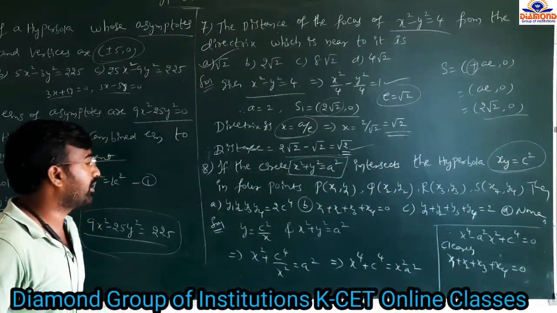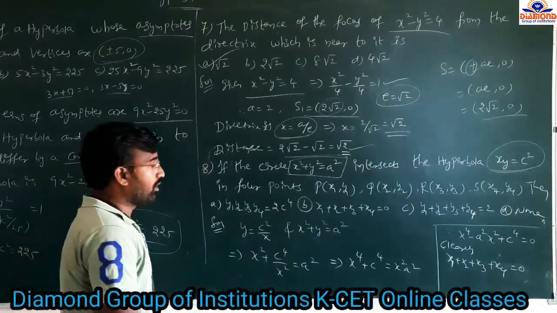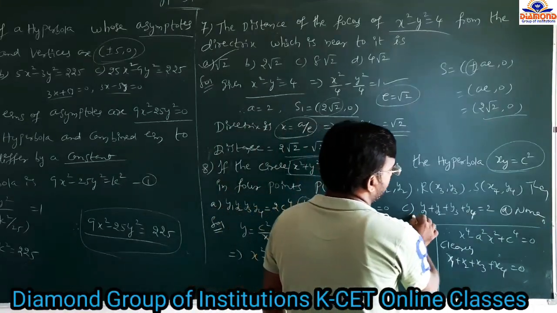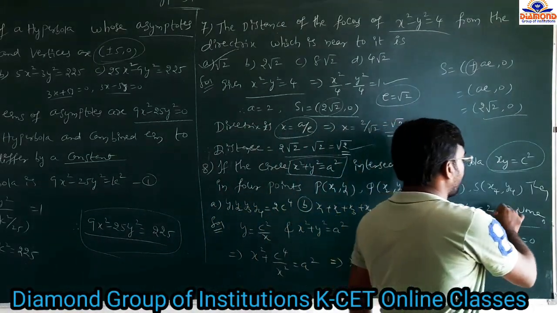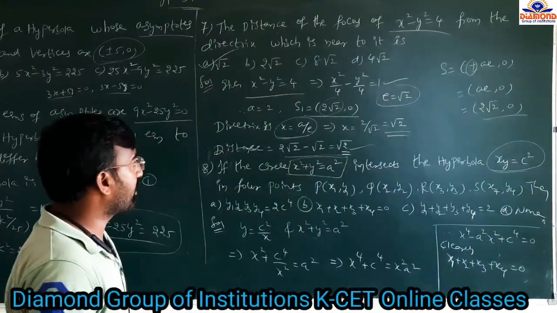Then option A, y1 into y2 into y3 into y4 equal to 2c4. Option B, x1 plus x2 plus x3 plus x4 equal to 0. Option C, y1 plus y2 plus y3 plus y4 equal to 2. Option D, none of these. First, what is the given condition?